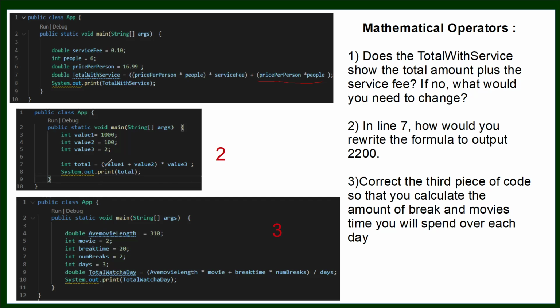Number 2, so what we've done here is we've just added up value 1 and value 2, and then multiplied it by value 3 to get 2,200. And this is because the multiply will come before the add. So we need to put the brackets in to make sure that this operator happens before we multiply it.